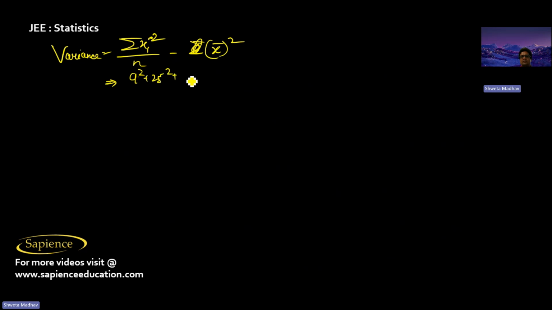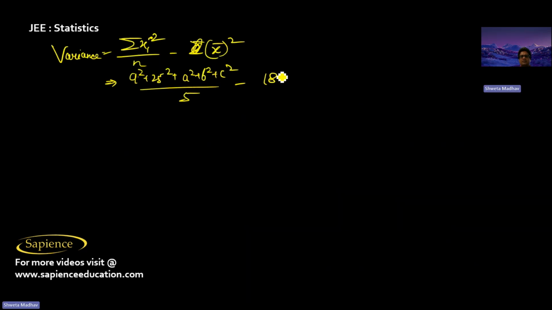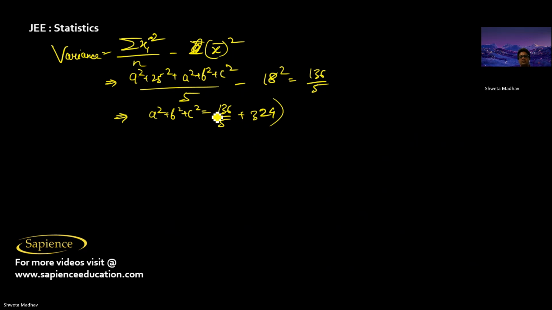Variance we can also write as summation xi square by n minus x bar square. So I can say this would be 9 square plus 25 square plus a square plus b square plus c square, divided by 5, minus 18 square, that is equal to 136 by 5. Therefore I can say a square plus b square plus c square will be equal to 136 by 5 plus 18 square.